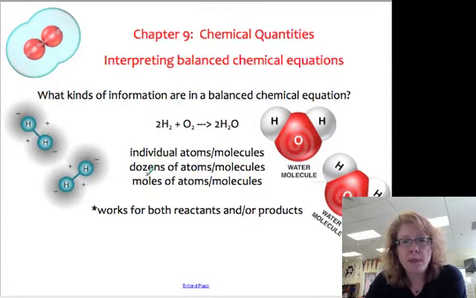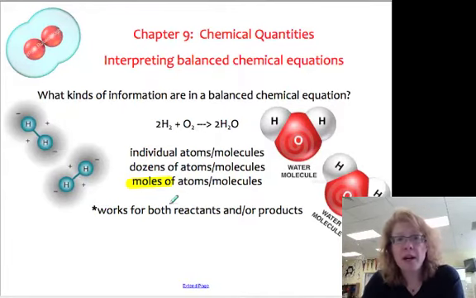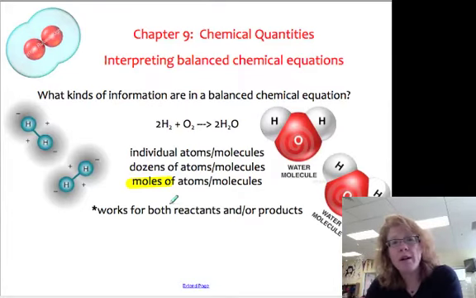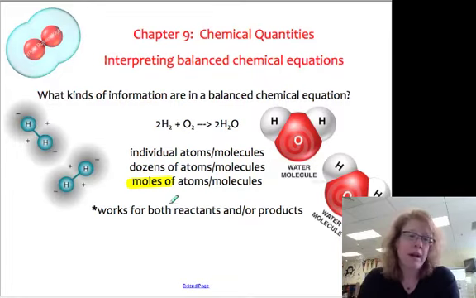We've been talking about this beast before. There it is, it's back, the mole. A mole is just a group, a really big group, but a group that we can see. So a mole of oxygen reacts with 2 moles of hydrogen and produces 2 moles of water. All of those work. Remember, when we're describing a reaction like this, we can use that language for either reactants or products. So if we need 2 moles of water, we will need to react 2 moles of hydrogen and 1 mole of oxygen. So we can go either direction with those.